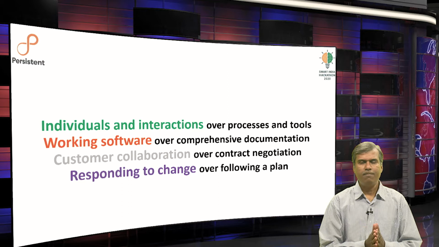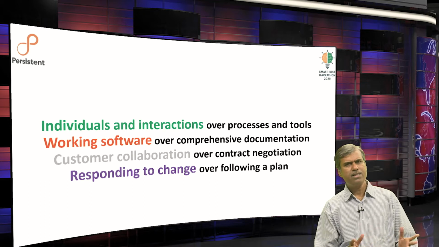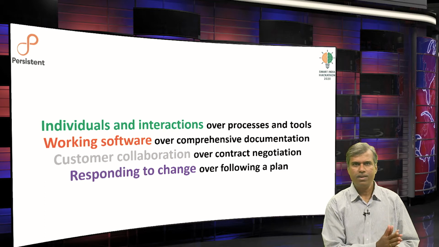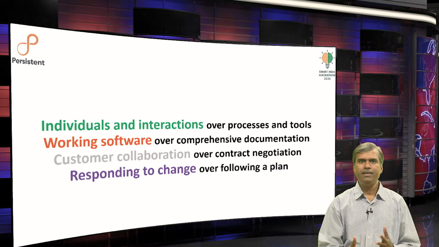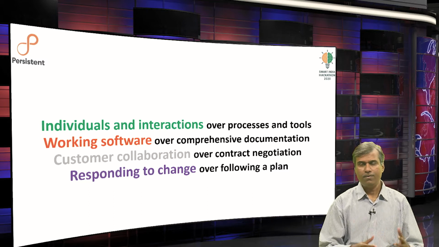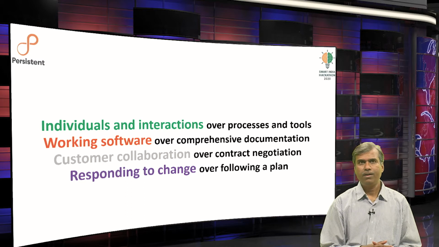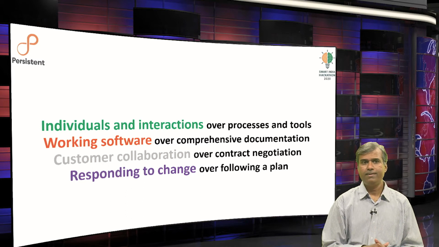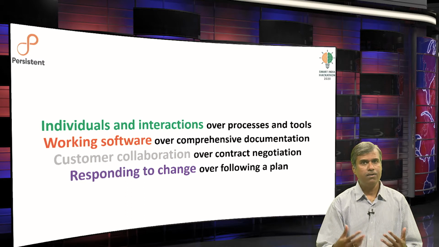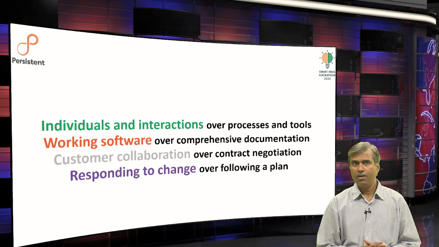The first manifesto principle is about individuals and interactions over processes and tools. What this really means is that there is a lot of importance on people interacting about how the software should work, what they really want out of it, what kind of problem areas the end users face, and how software can really help them solve it.